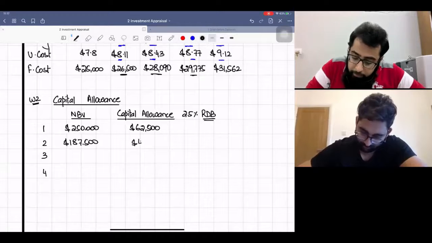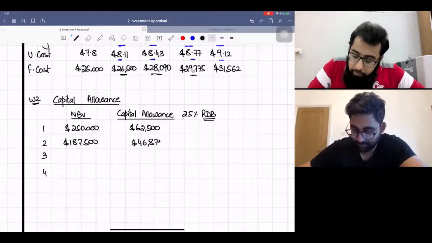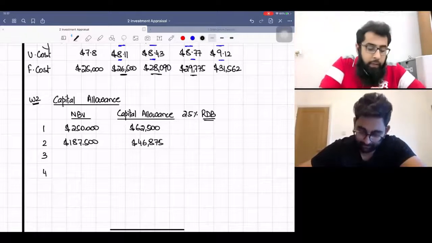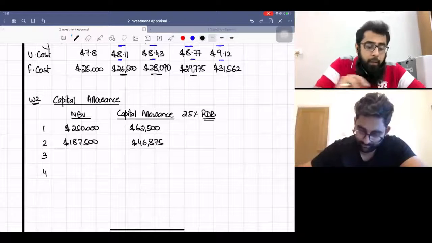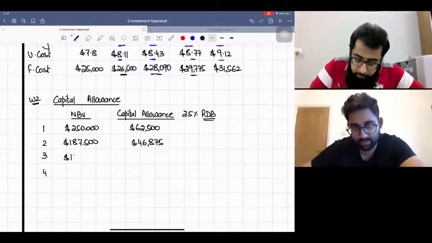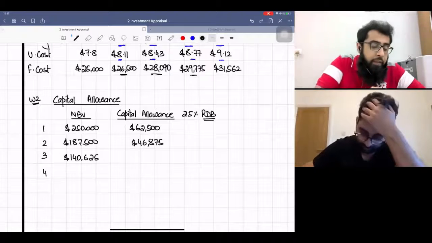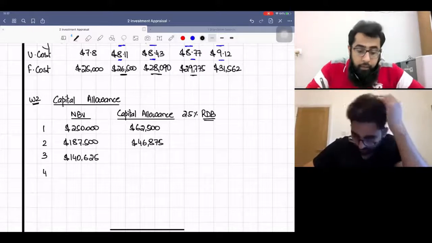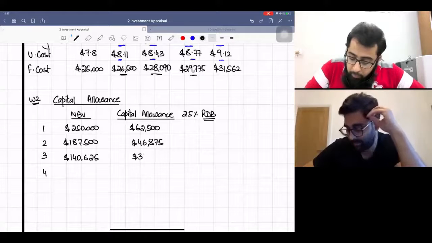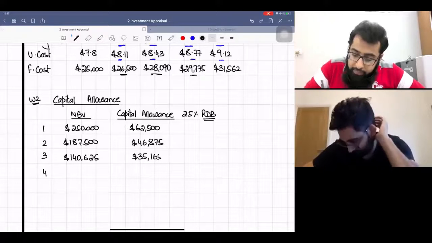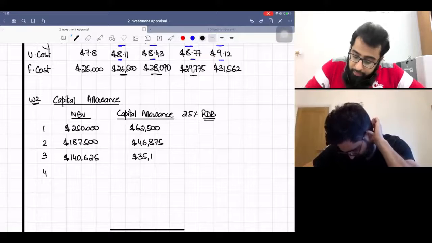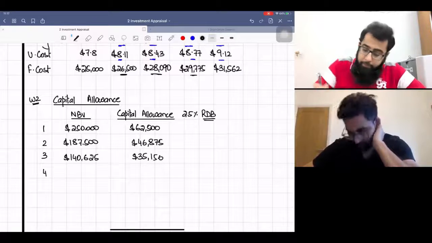Now 25% of it is 46,875. Yep, 46,875. So now the net book value will be 140,625. Now again 25% of it is 35,156. Okay.